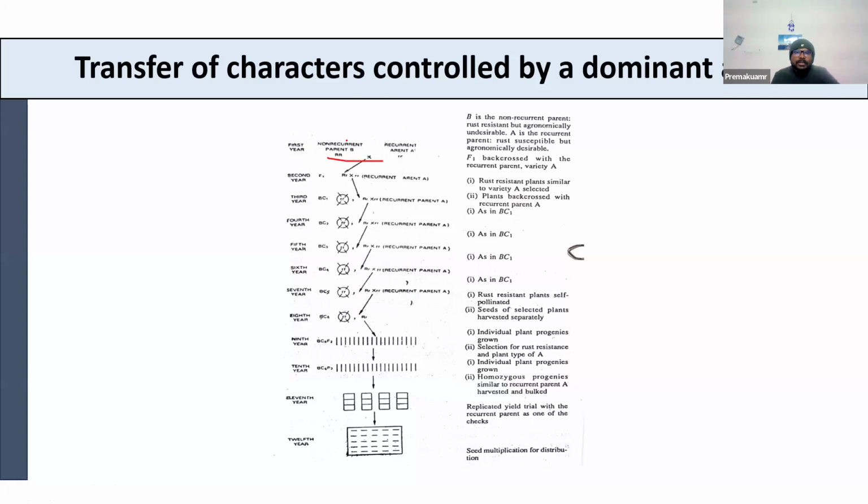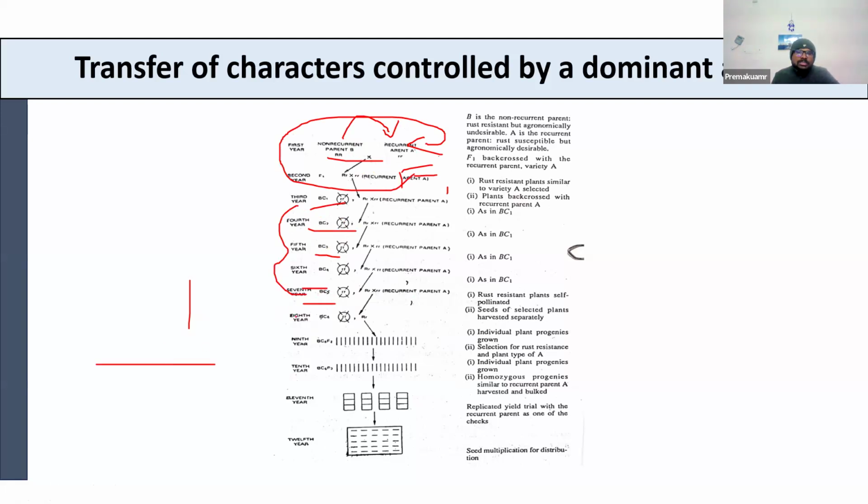Okay, then you're transferring this particular gene into this background. You cross it and develop an F1. You backcross to the recurrent parent. Then you generate BC1, BC2, BC3, BC4, BC5, it depends on you. For example, depending on how much similarity to the recurrent parent type you want, you have to do that many backcrosses.